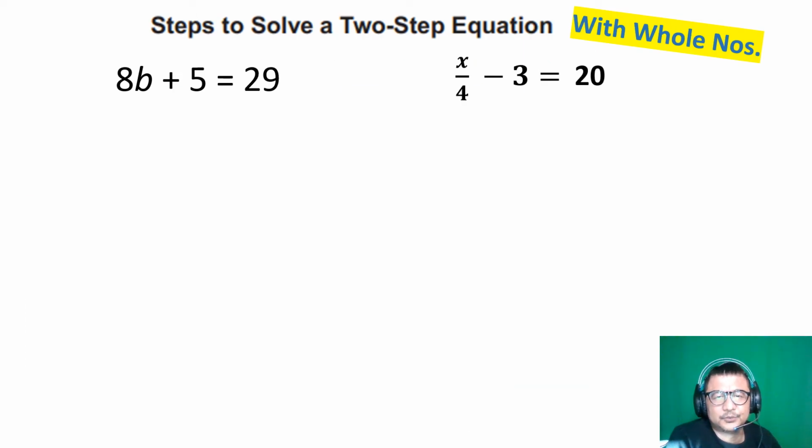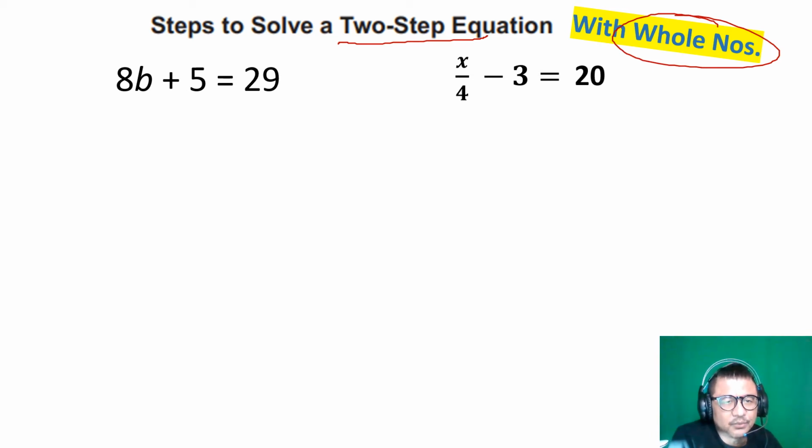Okay, so these are two-step equations with whole numbers. Easy whole numbers. Why is this called two-step? Because I see the addition and I see a multiplication there. Multiplication and addition, what should I undo first, remember? Undo the addition first.